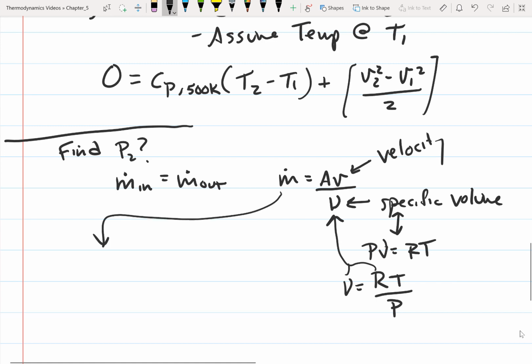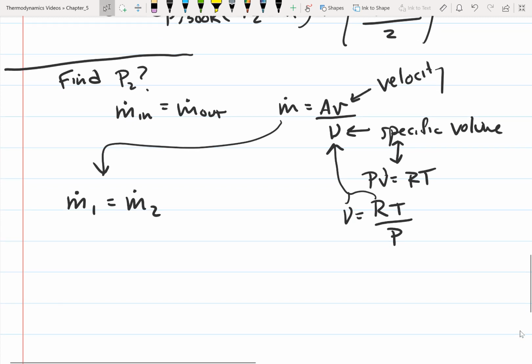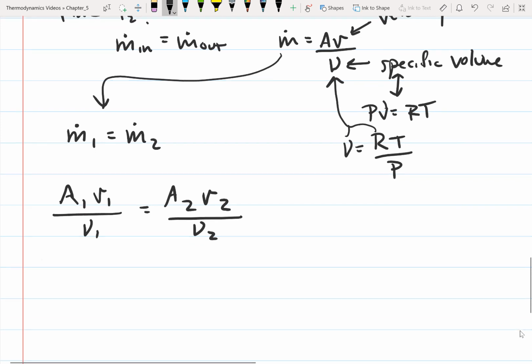So if we go over here, let's just call this M2. So we know that we have M1, and I'm changing the in and out to 1 and 2. So M1 is equal to M2. So we can say that A1, the velocity in, over V1, and we're replacing, well, let's leave it like this for now. And this is equal to A2 V2 over the specific volume at the outlet.